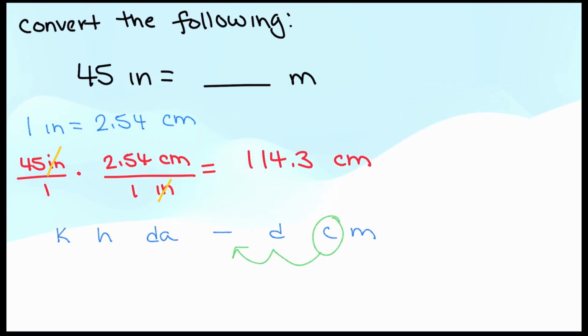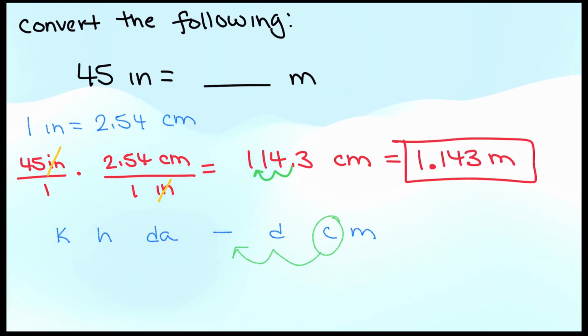So I jot down my metric prefixes in order. I'm starting at centimeters at C, and I want to get to just meters, the base unit. So I have to go 1, 2 places to the left. I'm going to do the same thing with the decimal. I'm going to take my decimal and move it 1, 2 places to the left, and that gives me 1.143 meters.